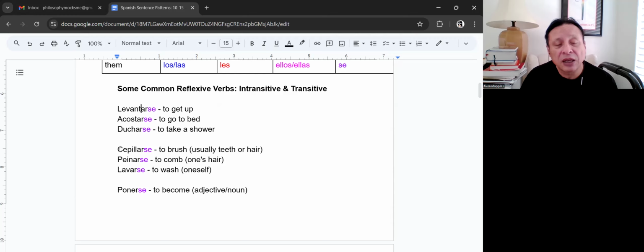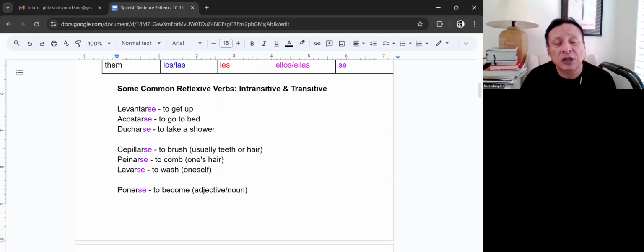But these could also be used as intransitives, and they're also very common used transitively. So you have some direct object. For example, I brushed my teeth. Cepillarse is to brush teeth. Peinarse is to brush hair. So I brushed my teeth this morning. The teeth is the direct object. I combed my hair this morning.